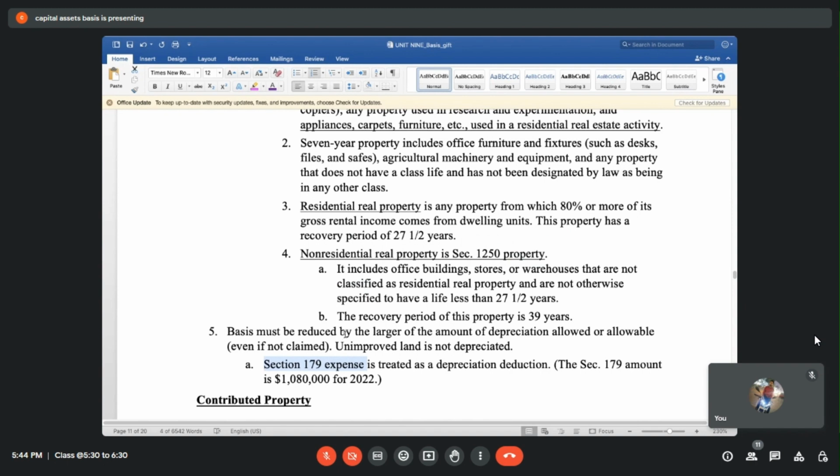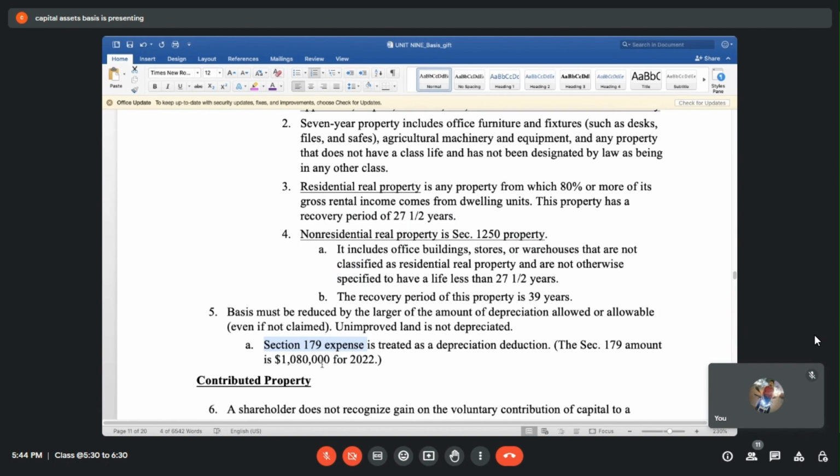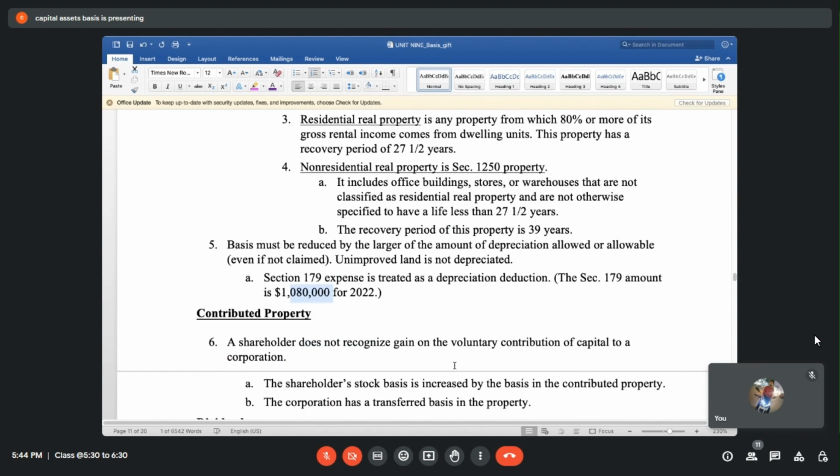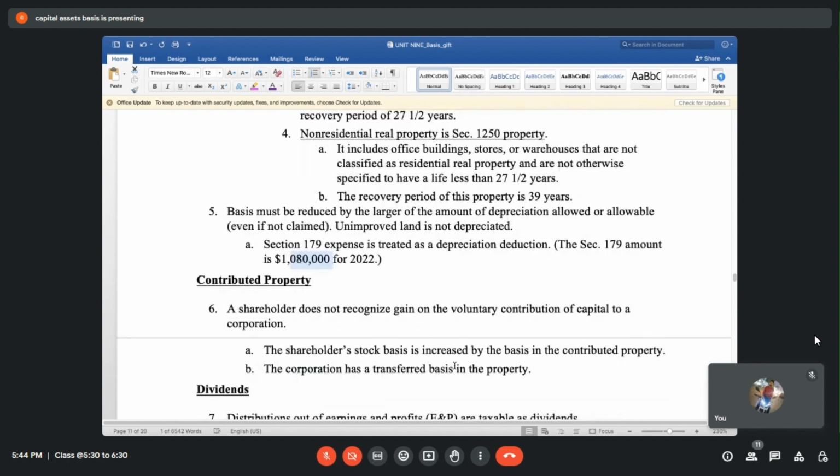It gives more benefits, so it can go up to $1,080,000. We have to see whether that asset will go for Section 179 deduction or not, but that will come under depreciation only. If the entity is already making losses, you may not be able to deduct the Section 179 expense. It just goes up as carry forward to next year.